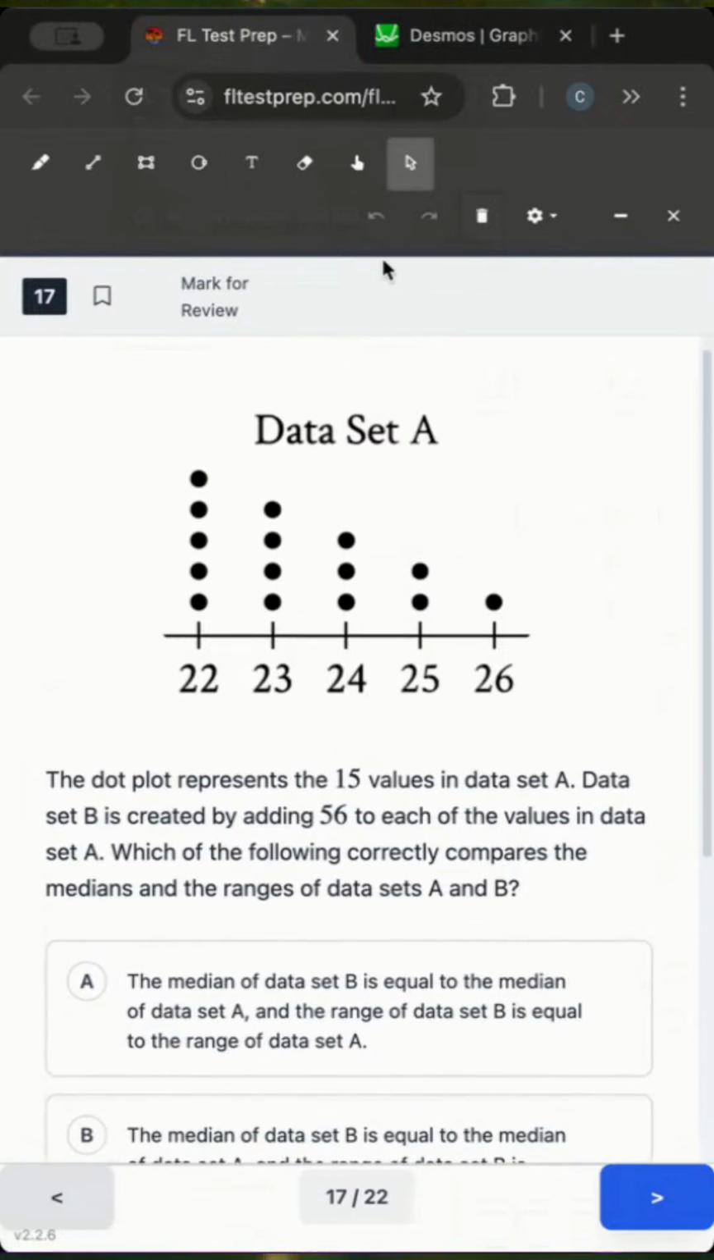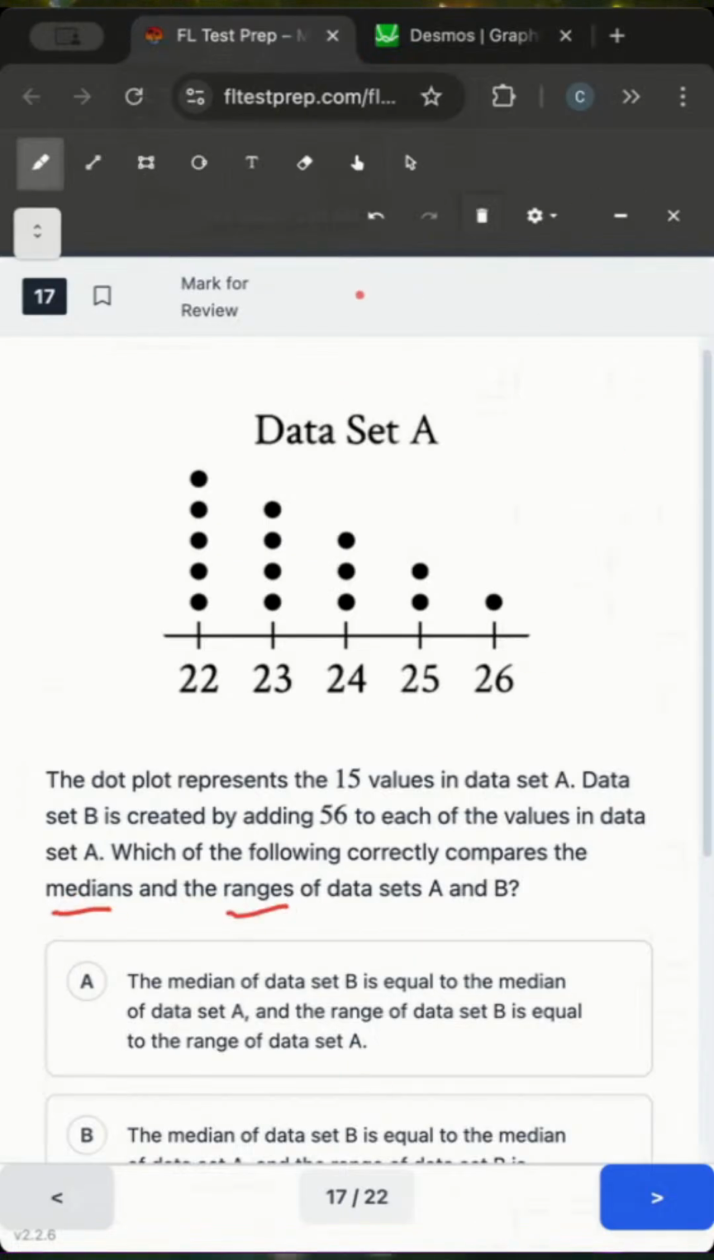All right, we got a mean, median, and mode problem here. Can you solve this mean, median, mode problem on the SAT? So the dot plot represents 15 values in dataset A. Dataset B is created by adding 56 to each of the values in dataset A. Which of the following correctly compares the medians and ranges? So it's medians and ranges here.